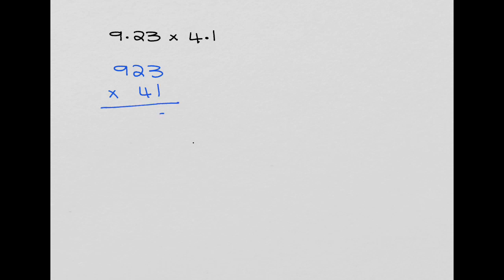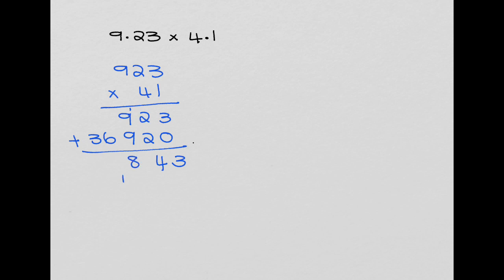So you've got 1 times 3 is 3, 1 times 2 is 2, 1 times 9 is 9, placeholder. 4 times 3 is 12, carry the 1. 4 times 2 is 8, with that 1 is 9. 4 times 9 is 36. Then we add, so we've got 3, 4, 18, carry the 1, 7, 3. All right, so now there's your answer.